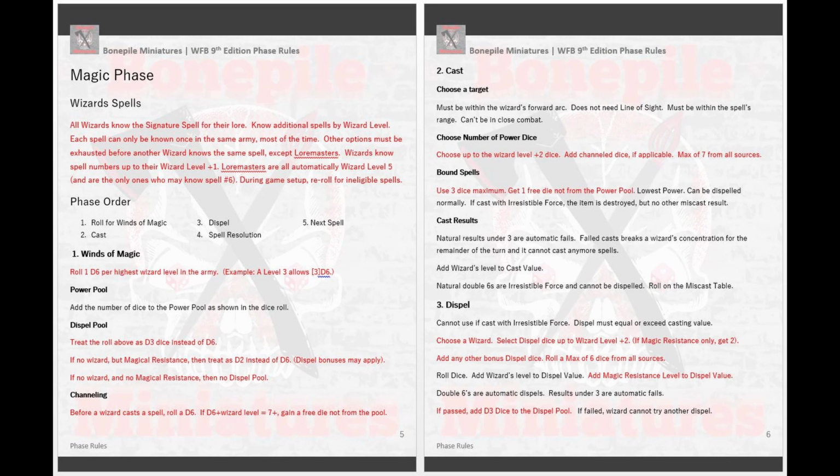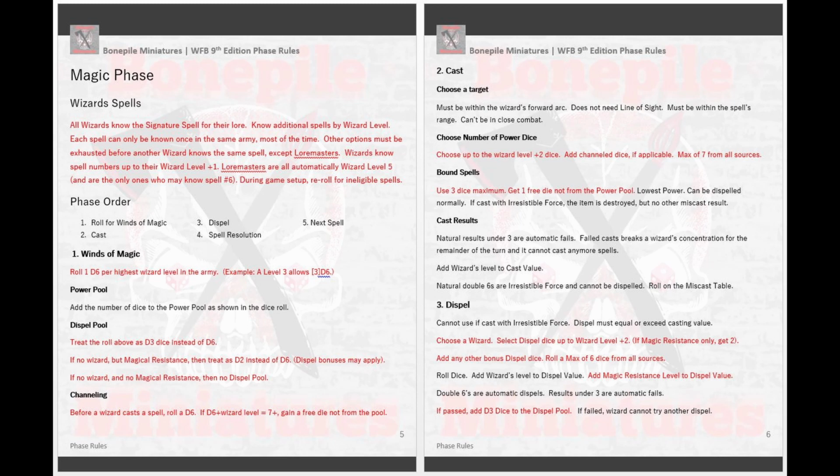Okay, so let's move on to bound spells. They can use 3 dice maximum, and they get 1 free die not from the power pool. And that idea also came from the Warhammer Armies Project. And I think that one's pretty straightforward.